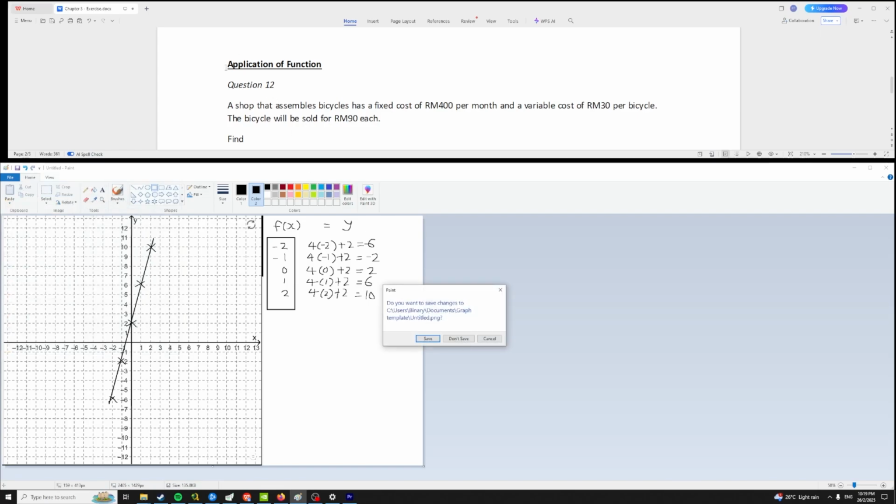Then we move on to the next one, because application of function is more important. The graph one is, I think, only related to the midterm and your assignment. Final exam, I believe, don't quote me on that because I cannot exactly remember, but I don't think this kind of question will come out in the final exam. So don't worry.